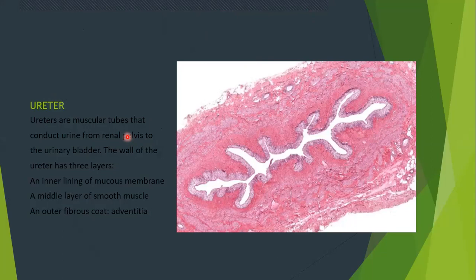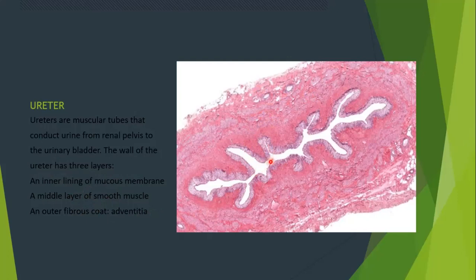Now, that was the kidney. Now let's go to the ureter. Ureters are muscular tubes that conduct urine from the renal pelvis to the urinary bladder. The wall of the ureter has 3 layers, namely the mucosa or the mucous membrane, then we have the muscularis externa, then the adventitia. Here you can see the mucosa refers to this epithelium and the lamina propria. And then we have the muscularis externa and the adventitia here.